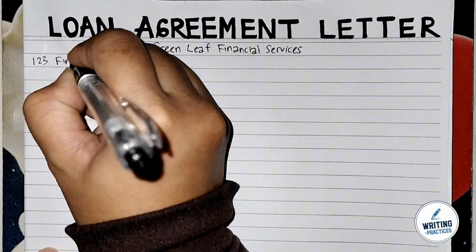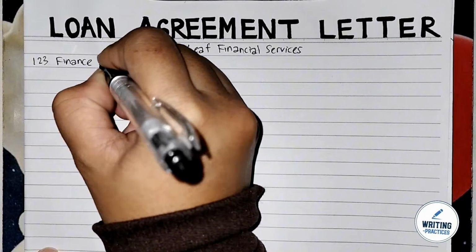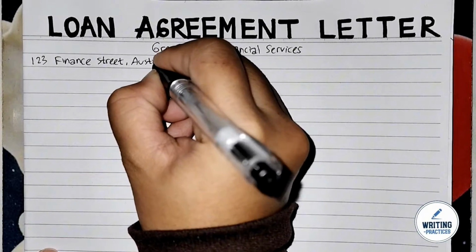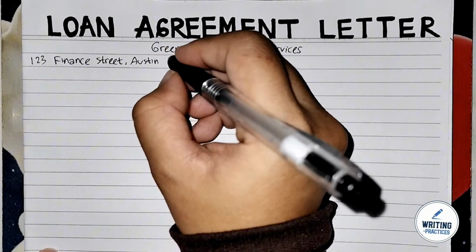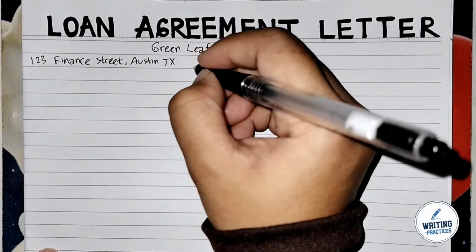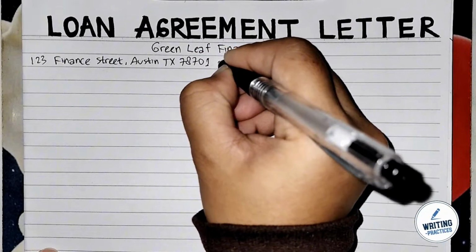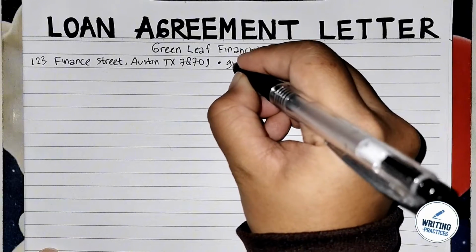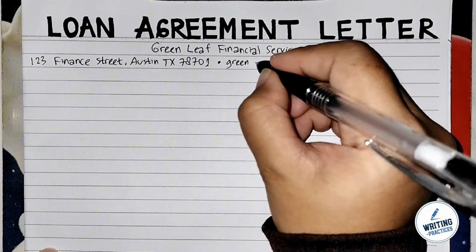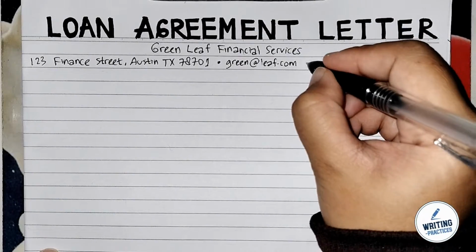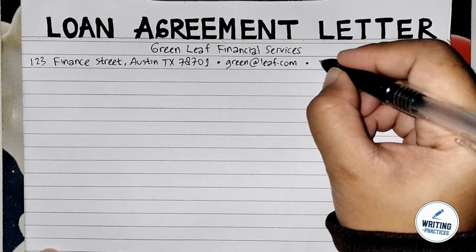The letter clearly defines the responsibilities of the borrower and the lender, ensuring that both parties understand their obligations and rights concerning the loan. The letter often requires signatures from both parties to confirm their agreement to the terms stated. Here, Writing Practices will show you how to write a loan agreement letter step by step. Check this out. First of all, you need to write the header of the letter.